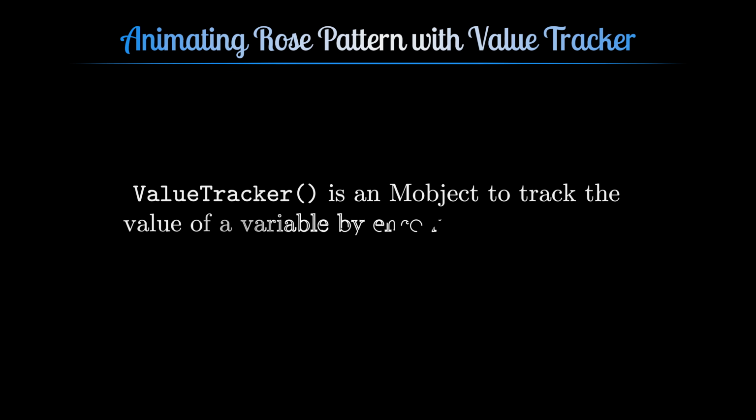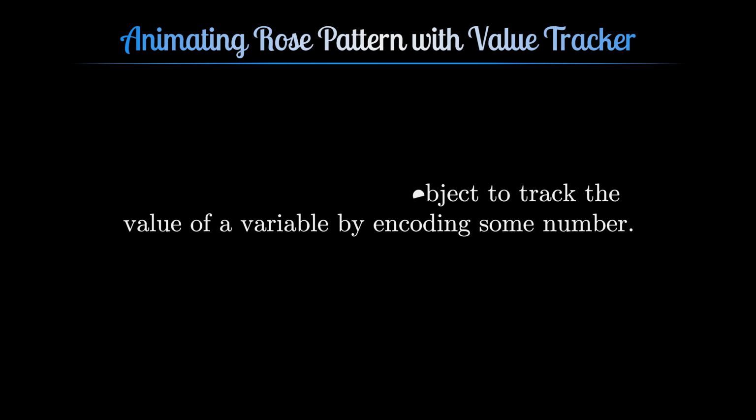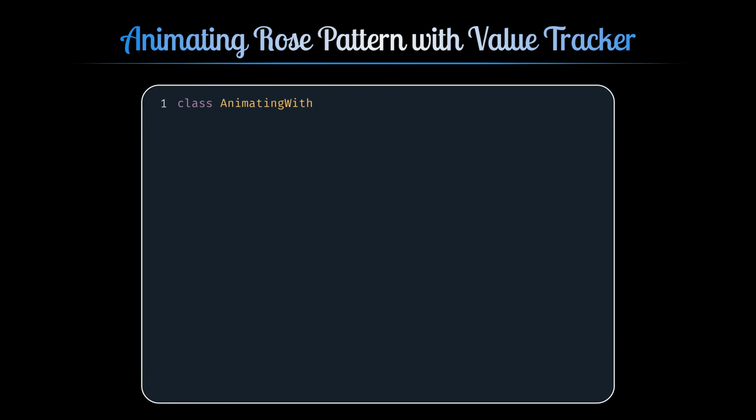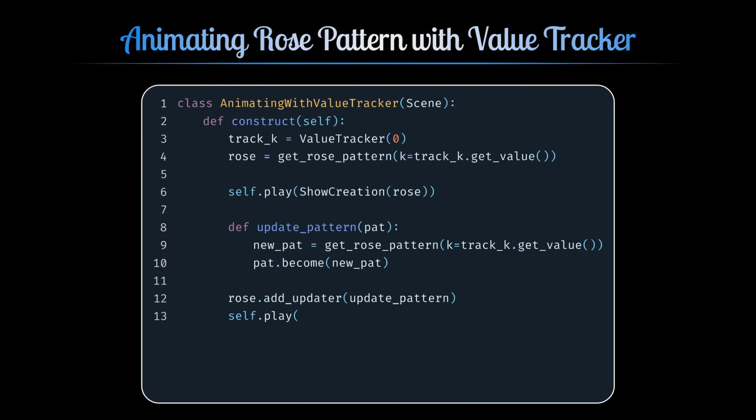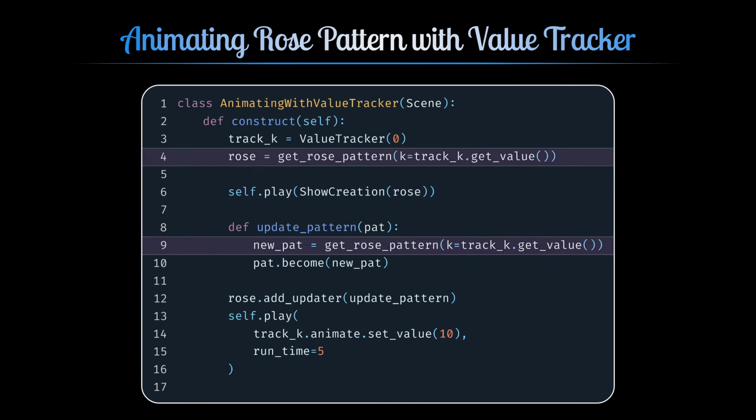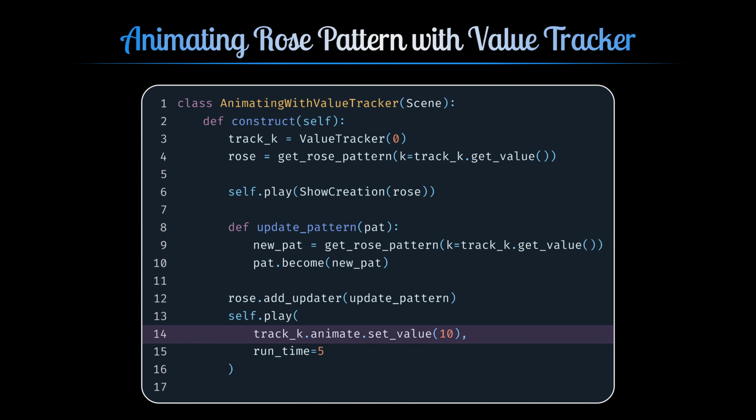ValueTracker is an Mobject to encode some number which we can use to change the object's property. Let's see a demonstration in action. I define kTracker as ValueTracker and the argument is 0. And to get the value from the value tracker, we use the getValue function. Similarly, for setting any value to this value tracker, I will use the setValue function. Our usual update function goes like this.